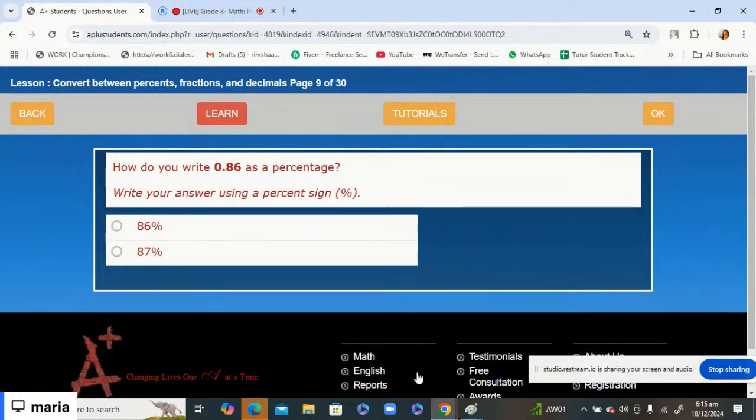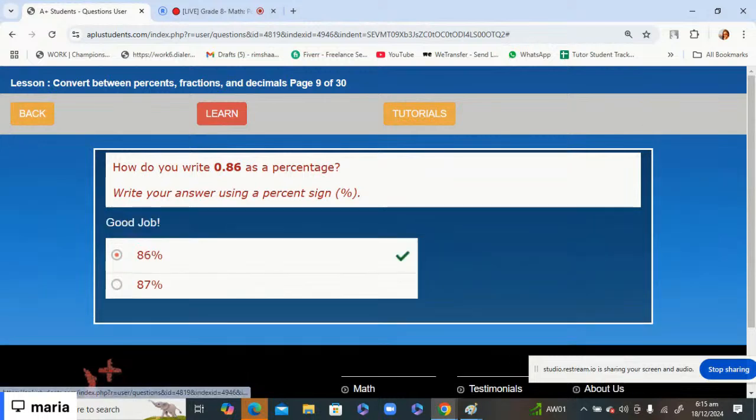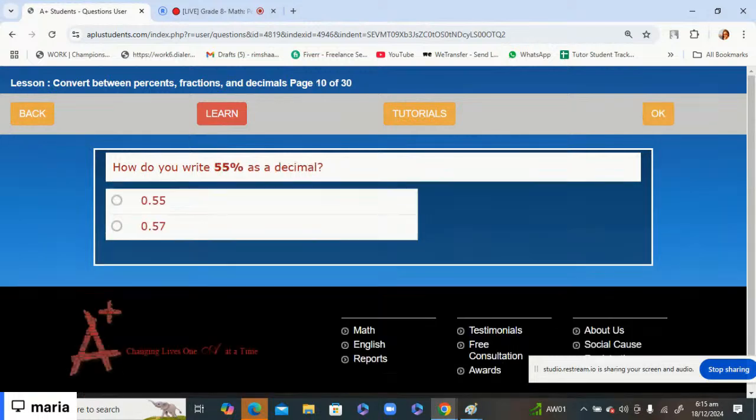0.86 as a percentage, multiply with 100, then you get the answer 86%. 55 divided by 100, that is 0.55, which is in the form of a decimal.